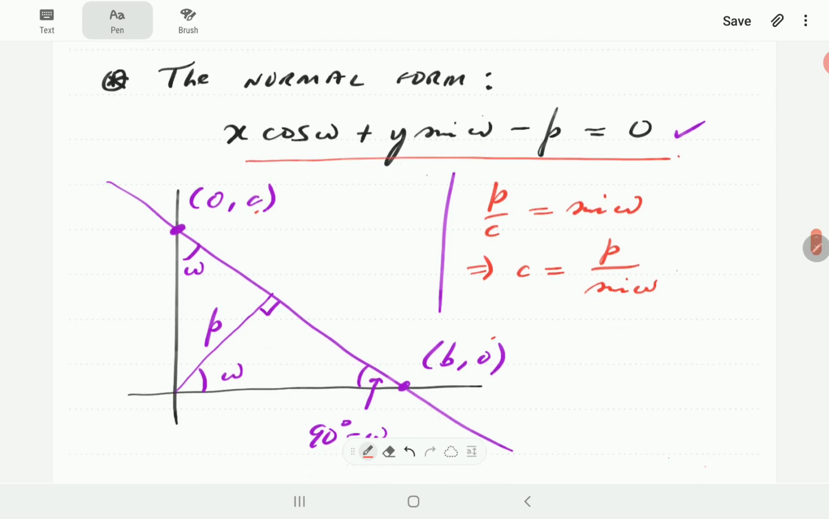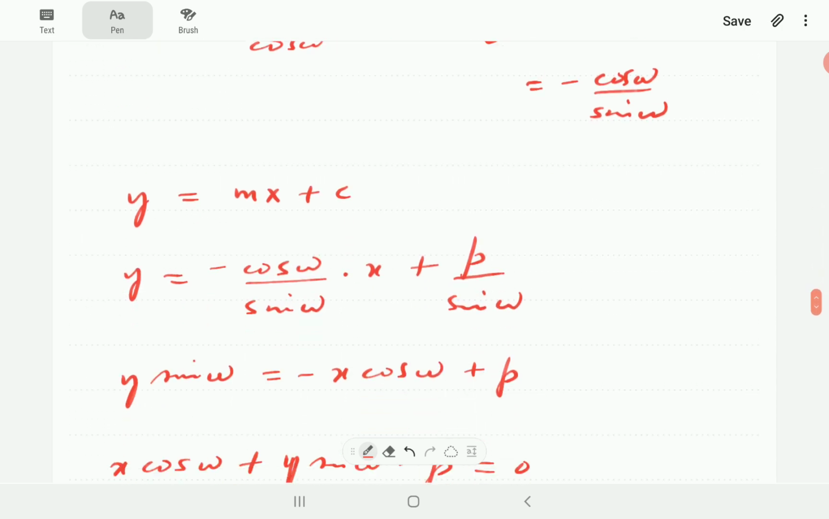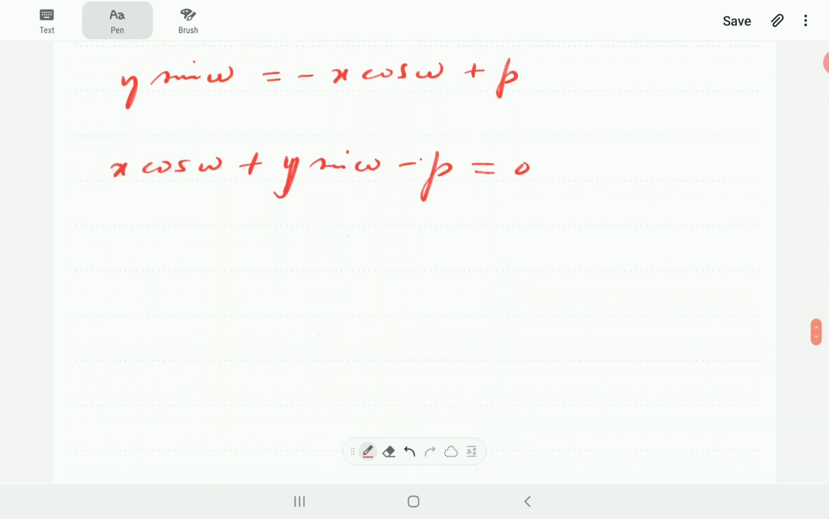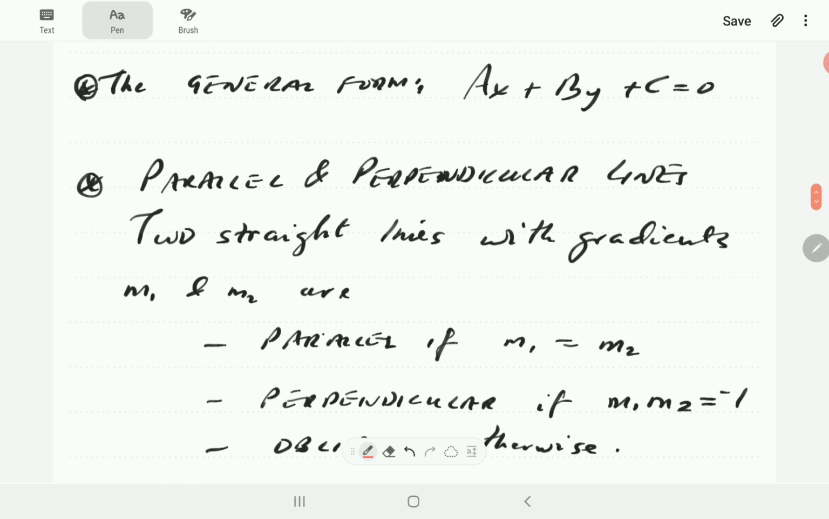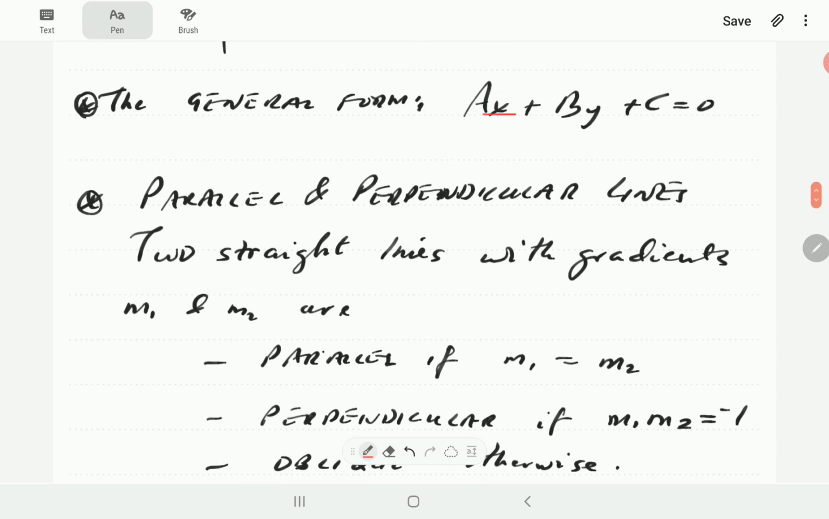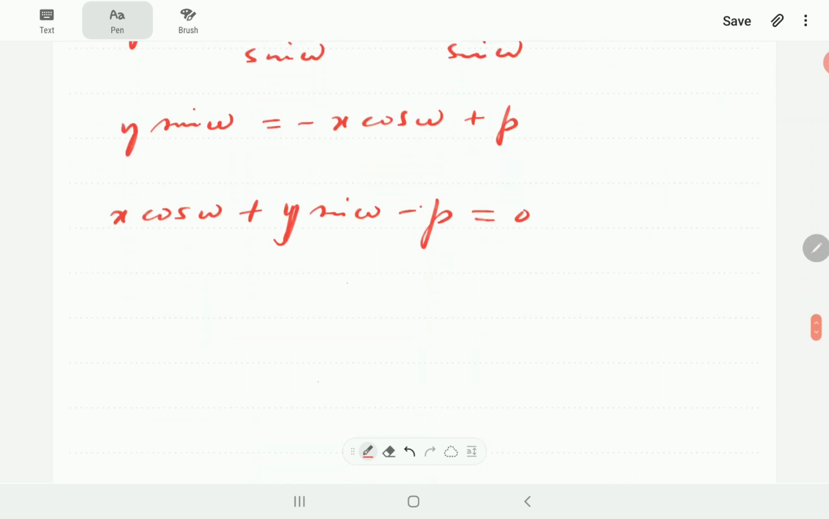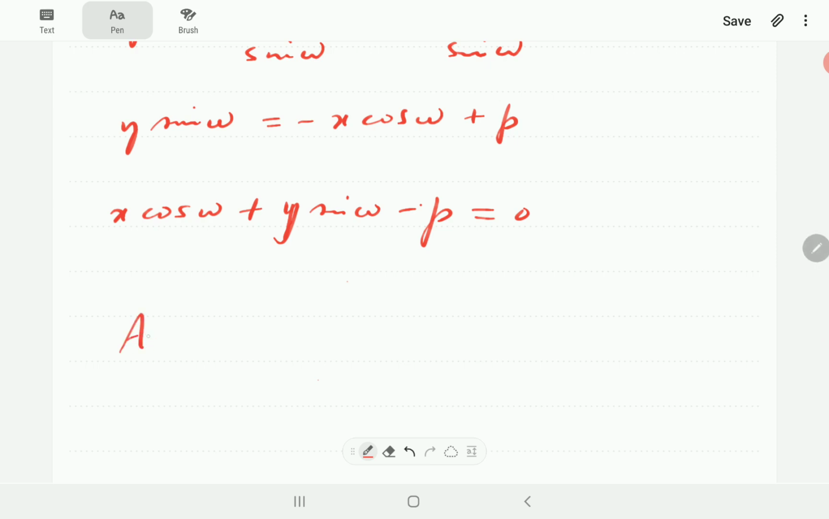All right. So before we go on with some examples, notice that this equation is just x times a constant plus y times a constant minus a constant. So it's actually very similar to the general form of the equation here. It's x times a constant plus y times a constant plus a constant. So we're going to talk about how to convert from the general form to normal form.